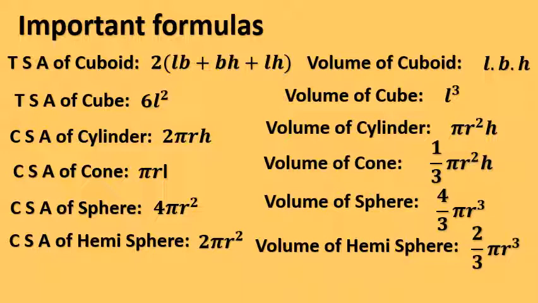Next, volume of cuboid l × b × h, volume of cube l³, volume of cylinder πr²h, volume of cone 1/3 πr²h, volume of sphere 4/3 πr³ and volume of hemisphere 2/3 πr³. So in exercise 13.1, the volume part is not there, only the surface area part is there. So let us move on to exercise 13.1.